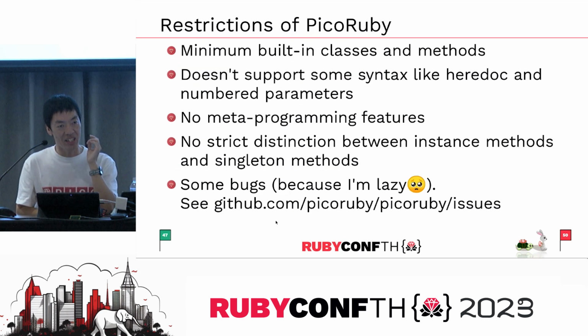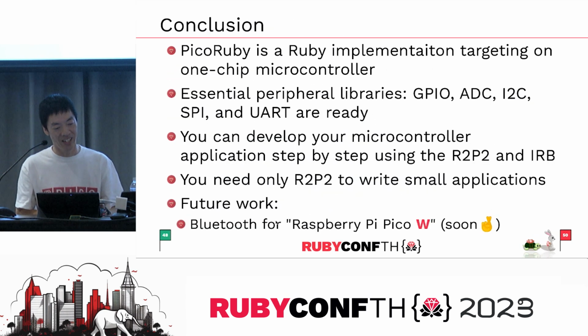Of course, there are some restrictions in PicoRuby. It has minimal built-in classes and methods. PicoRuby doesn't support some syntax like here-doc and numbered parameters as of now. There are no metaprogramming features, no strict distinction between instance methods and singleton methods, but you can manage it. Also, there are some, or maybe many, bugs because of me. Please help me. Okay, conclusion.